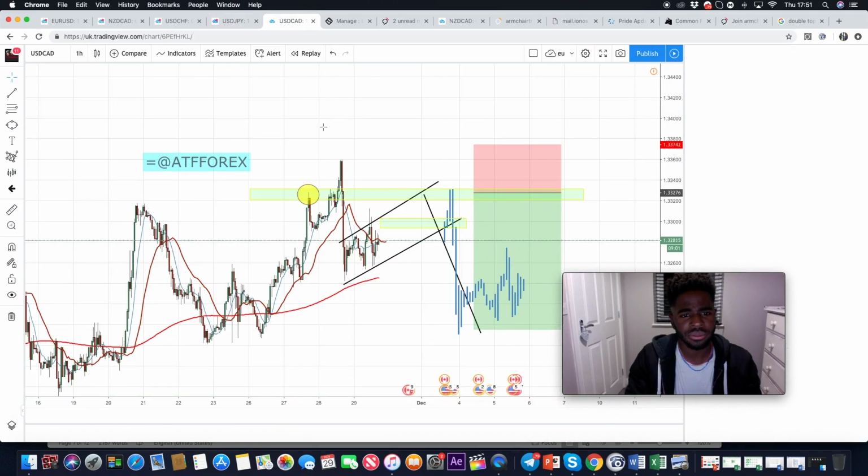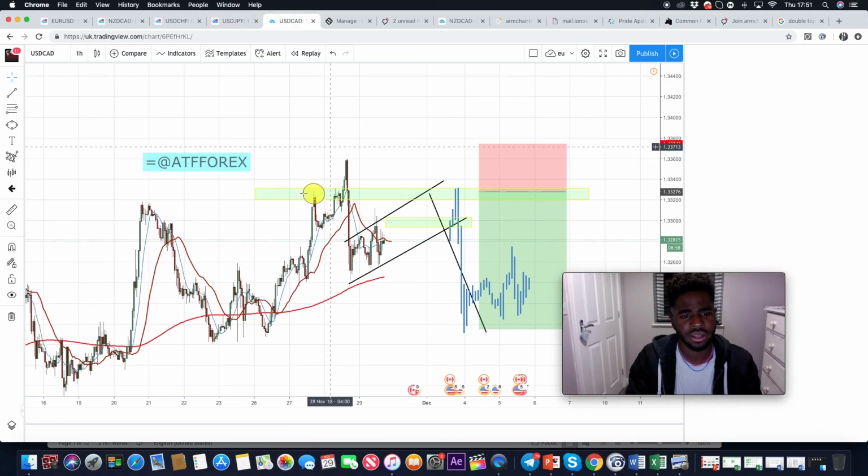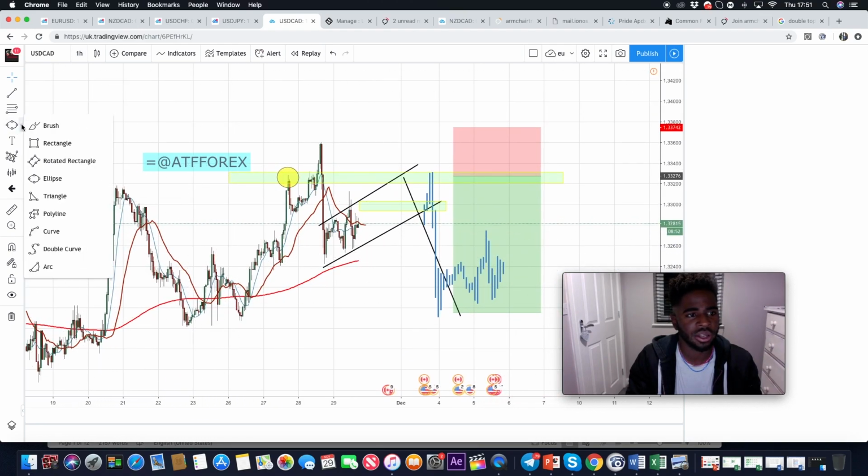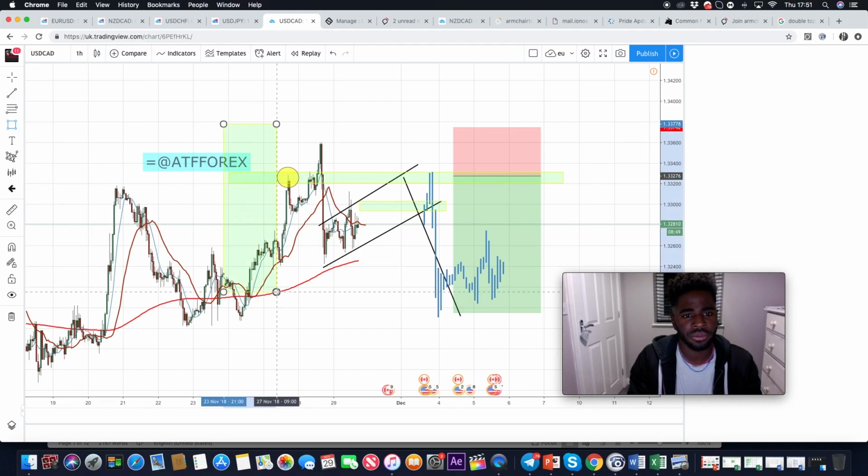USDCAD, let's have a look at USDCAD. Okay, so on a 1 hour time frame right here, we're basically looking at this zone just here. Let's look at the candlestick formation right now. Let's look at how we have a V-shaped correction.